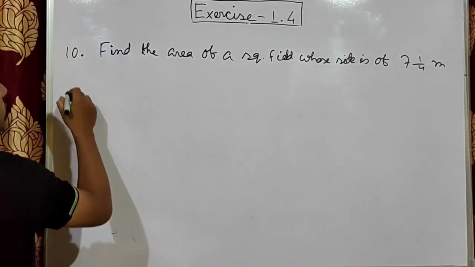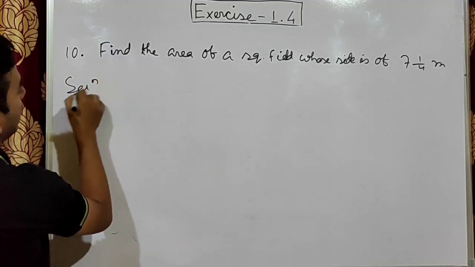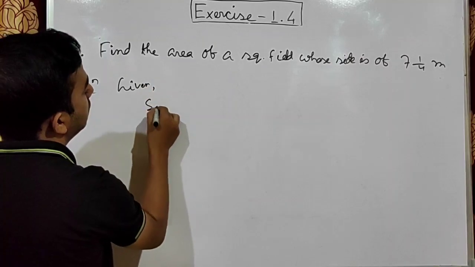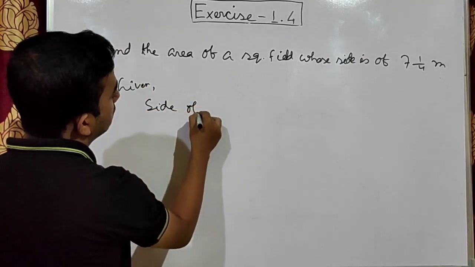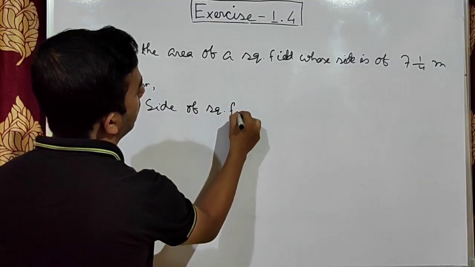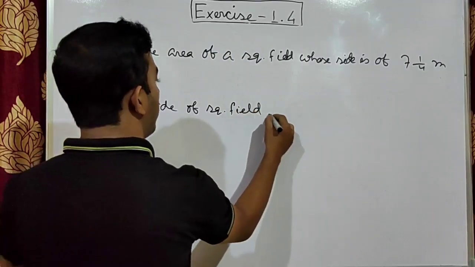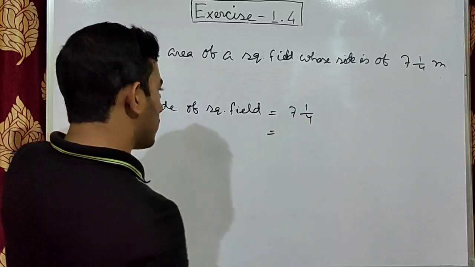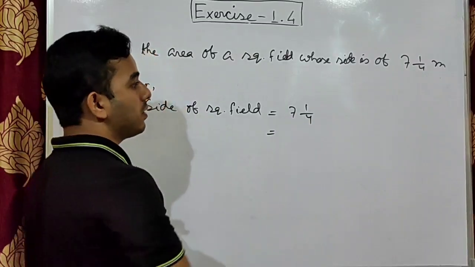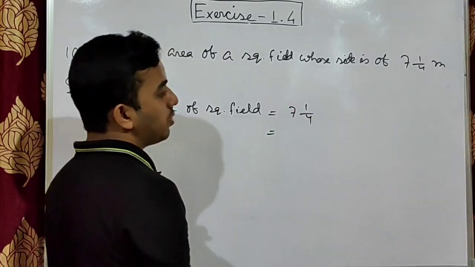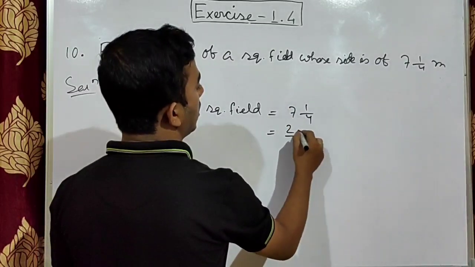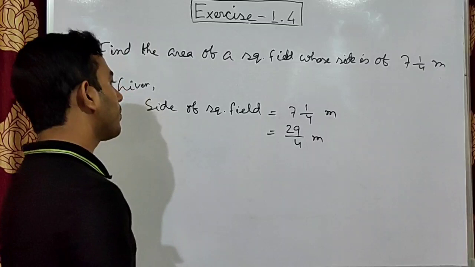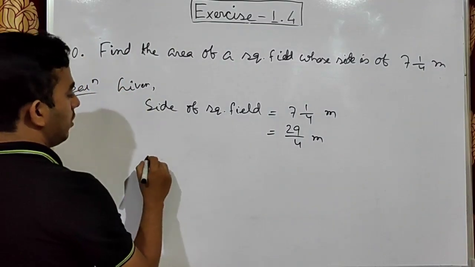So let's write the solution. Given side of square field equals how much? 7 1 by 4. This is mixed fraction, right? We have to convert it into improper fraction. 7 into 4 is how much? 7 into 4 is 28. 28 plus 1, 29. 29 by 4 meter. Clear? Okay.